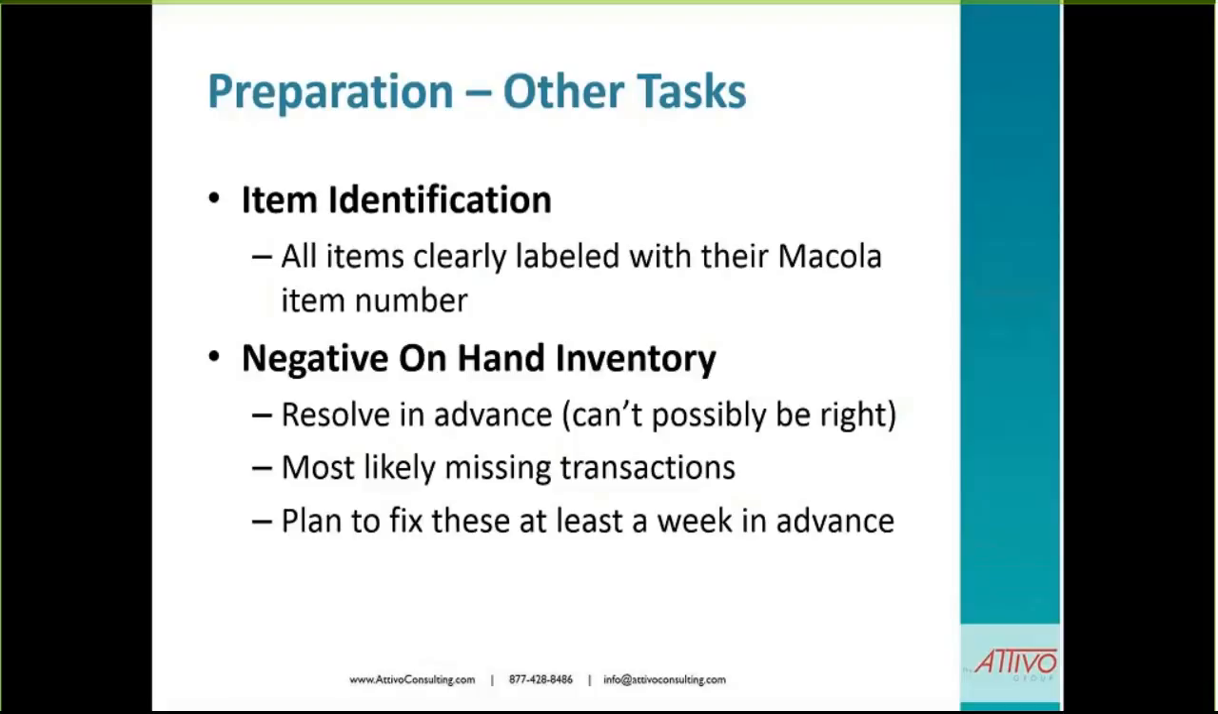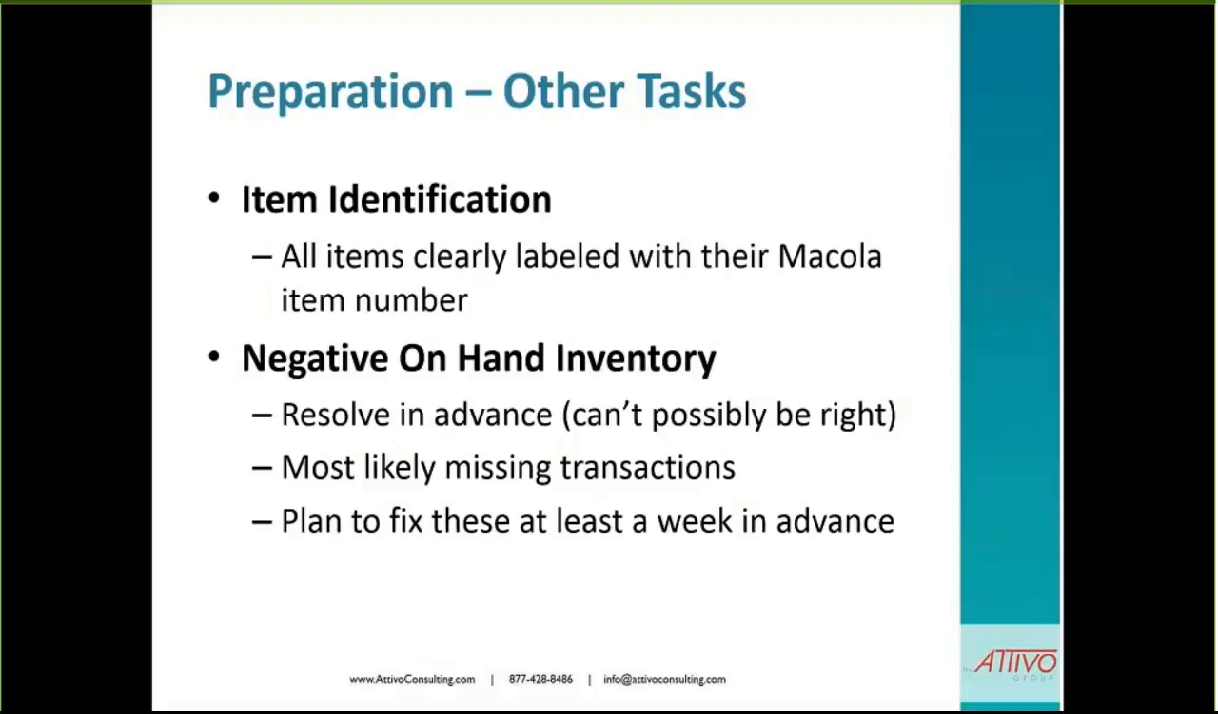We'll have the tag number, then we'll have the quantity. So the item identification is extremely important when we're preparing for the physical count. The whole idea is that we want to make this as simple and as quick and painless as possible.